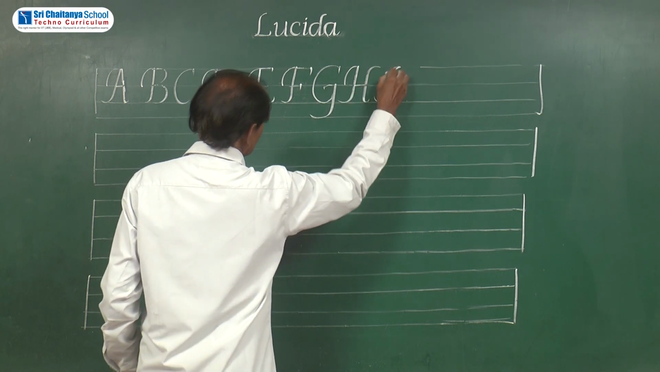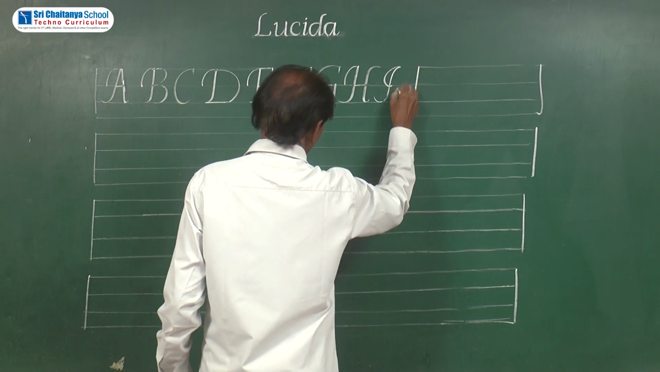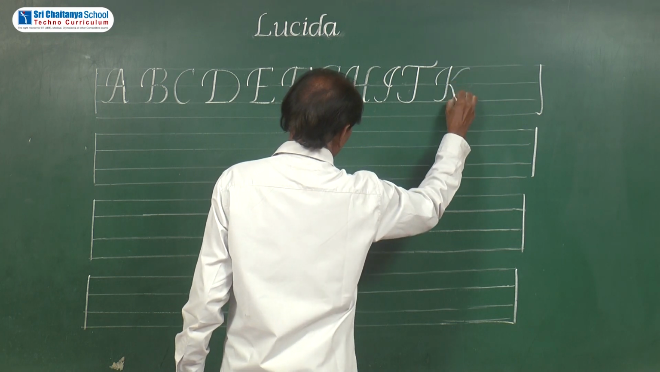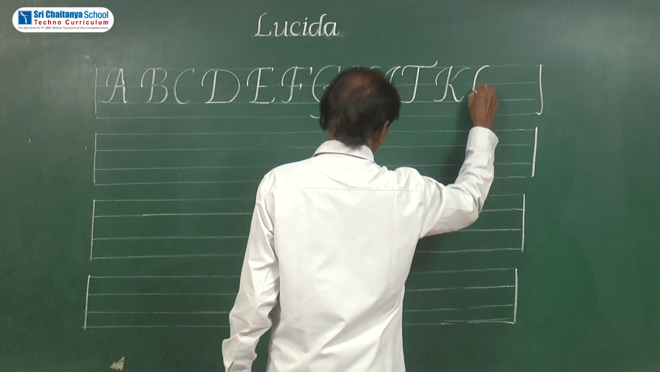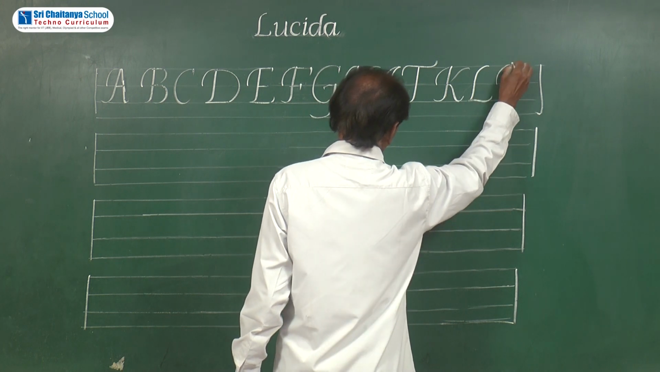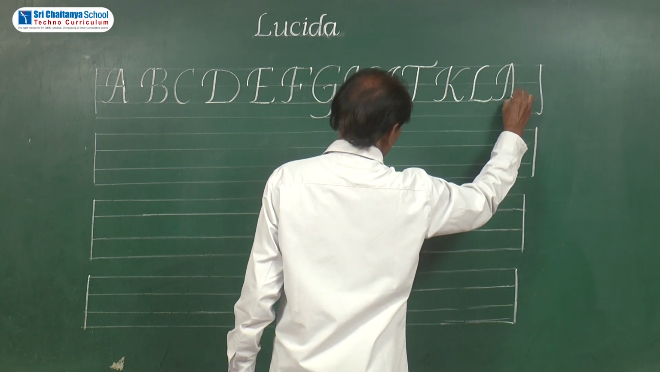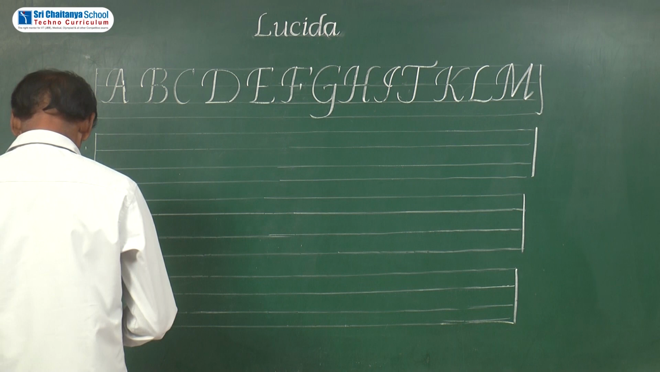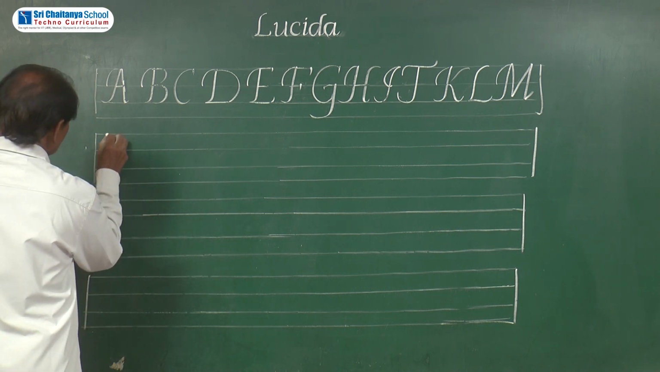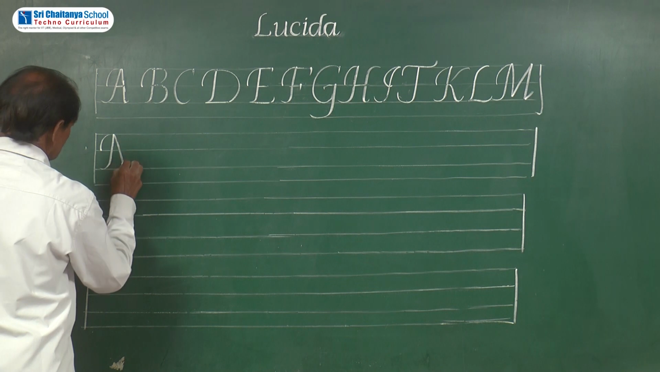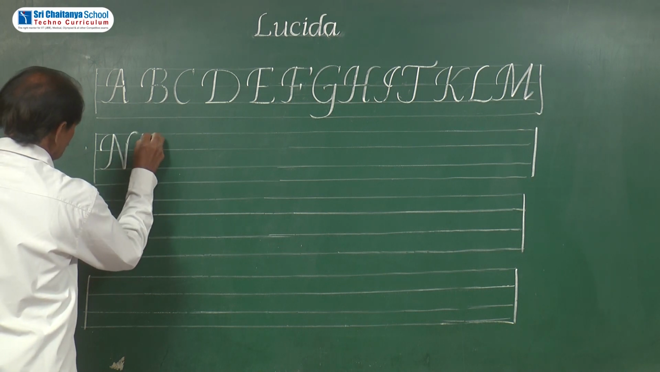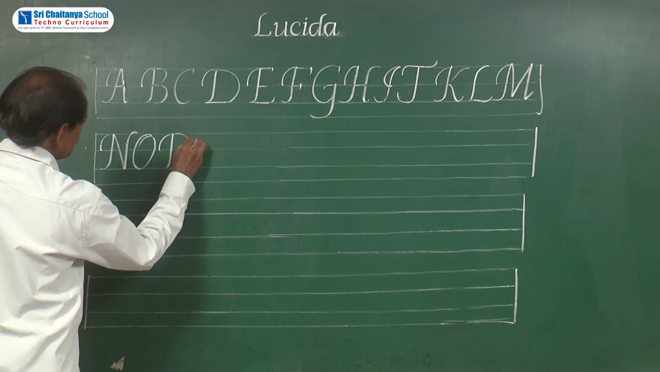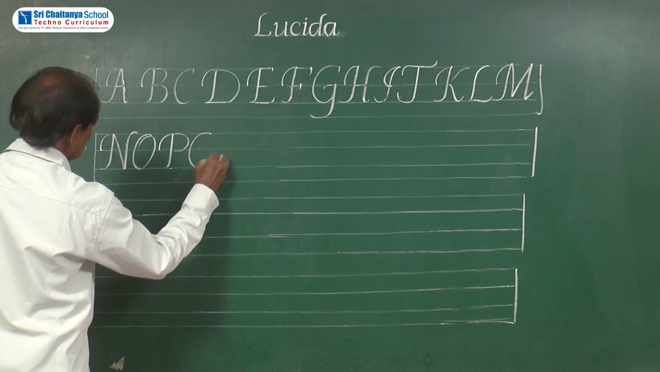I, J, K, L, M. N also the stroke letter. O, just an oval shape. P, the stroke letter. Q also the stroke letter.